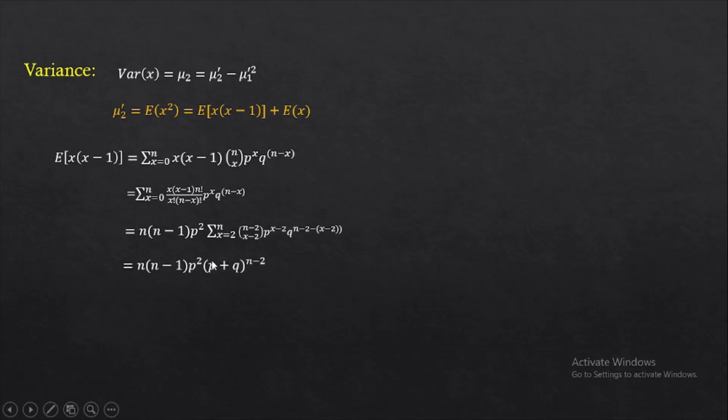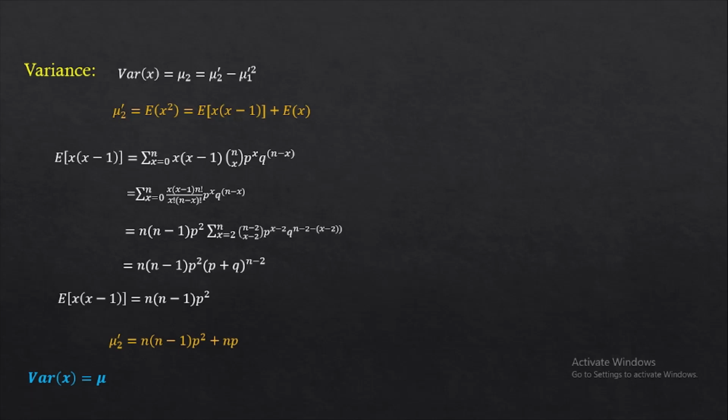n into n minus 1 p square is as it is. This is again a binomial expansion, so we can write it as the binomial formula or expansion, whatever you like to say. So p plus q bracket raised to n minus 2. We know that p plus q is 1. So we get expectation of x into x minus 1 is n into n minus 1 into p square. So our mu2 dash is n into n minus 1 into p square plus np.